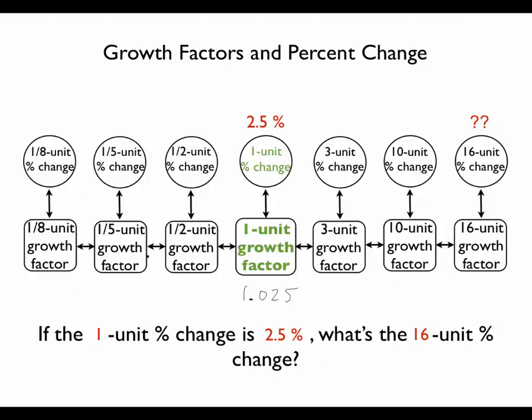And now, remember, growth factor is easily transferable. That means we can get the 16 unit growth factor easily. How would we do it? And that's 1.48. 16 unit percent change. Is that what you guys got? Rest of you?